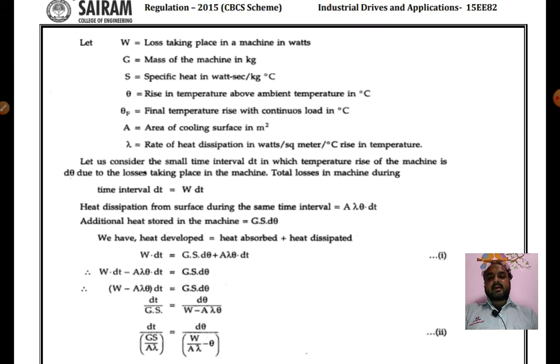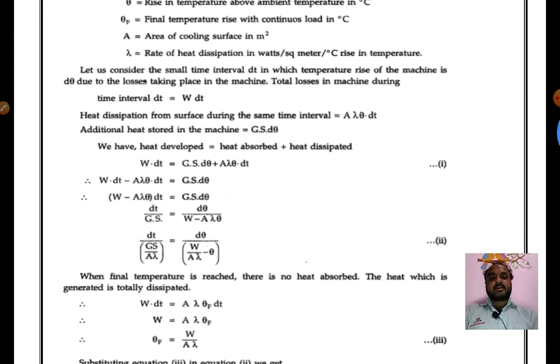Let us consider a small time interval dt in which the temperature rise of the machine is d theta due to losses taking place in the machine. Total losses in the machine during time interval dt is equal to W dt. Next, heat dissipated from the surface during the same time interval is equal to A into lambda theta into dt. Additional heat stored in the machine is Gs into d theta.